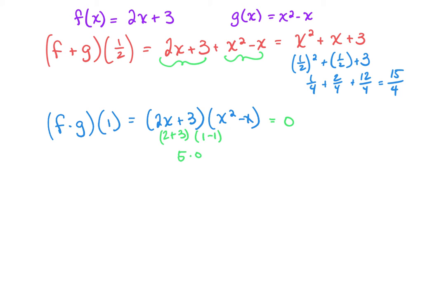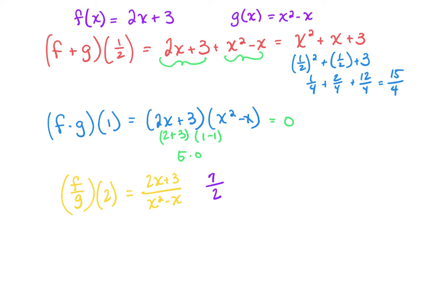The next one is division. So they want me to take f and divide it by g, and they want me to evaluate that at 2. So I say 2 plus 3, that's my f, x squared minus x is my g. Even if they could simplify, you don't really have to. Plug in your 2. So we have 7 up here. We have 2 down there when I plug in a 2.